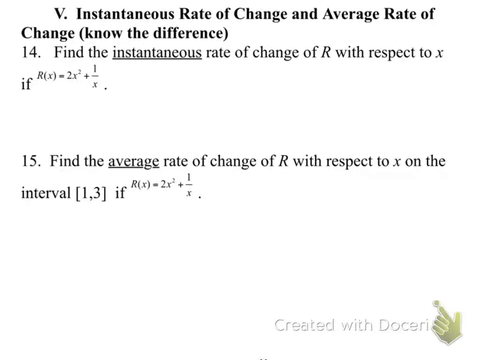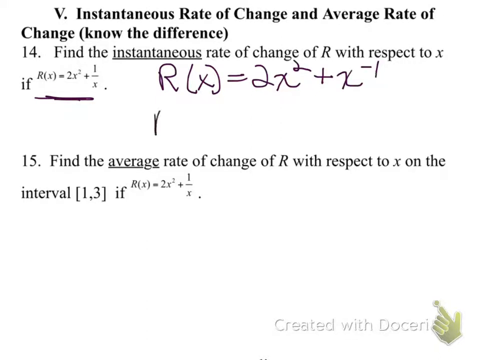In problem 14, they're asking us for the instantaneous rate of change of r with respect to x, if this is my r of x function. So things you have to know: instantaneous and plain old rate of change both mean take the derivative. So in this situation, I look at my function and I say I'm going to write it in a form that I know I can take the derivative. So that's my first step, changing the form.